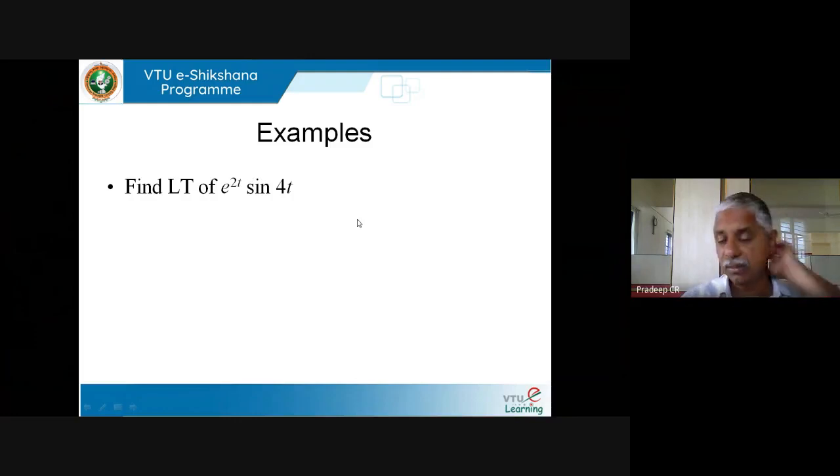It's like integration. Integration of a product of two functions is not the product of the integrals of the two functions. When you take sin x into cos x, the integration of that is not equal to integral of sin x into integral of cos x. Similarly, Laplace of e^(2t) I know, Laplace of sin 4t I know, but that doesn't mean I know Laplace of e^(2t) into sin 4t. Laplace does not respect your usual product. So what do I do? For that I use this formula.